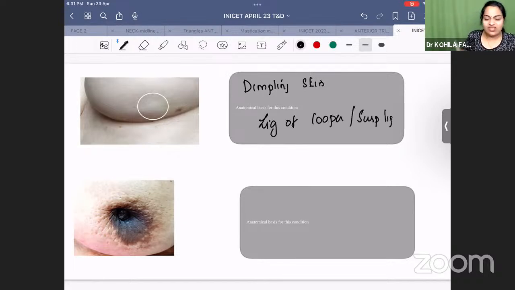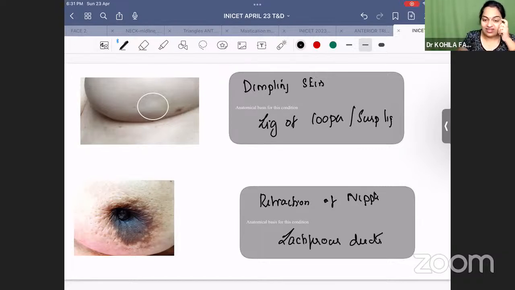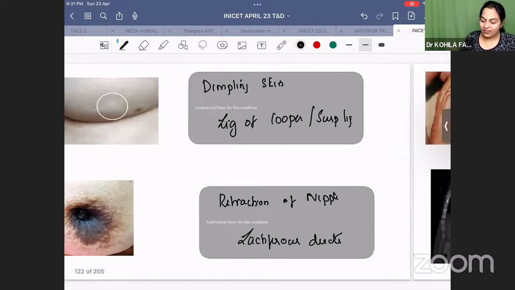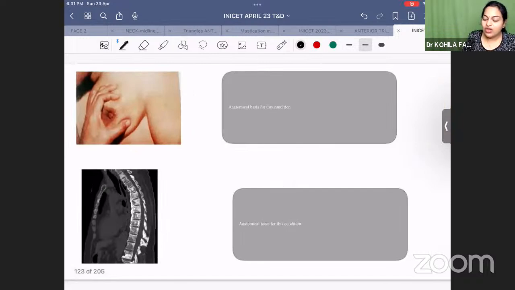Right? What is this you see here? This is retraction of nipple. Why does this occur? Due to infiltration of the lactiferous ducts, right? Infiltration of the lactiferous duct. Because remember, the lactiferous ducts are all going to open into the nipple, right? Yeah.